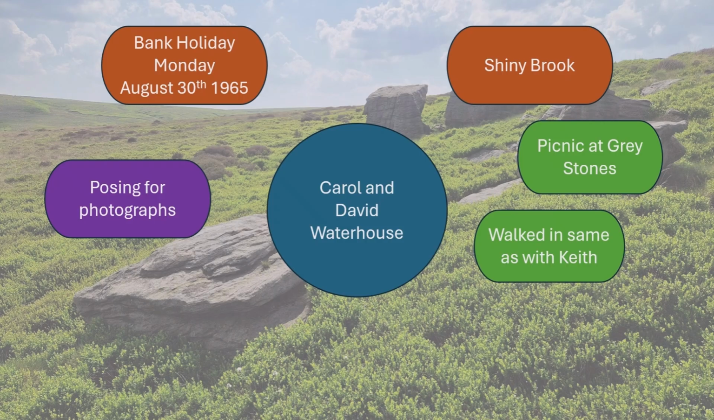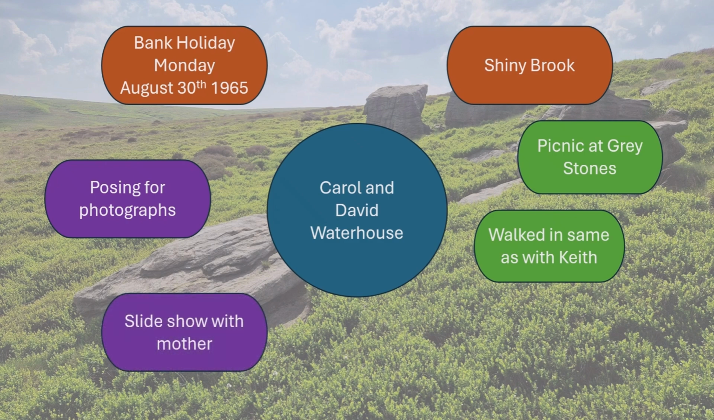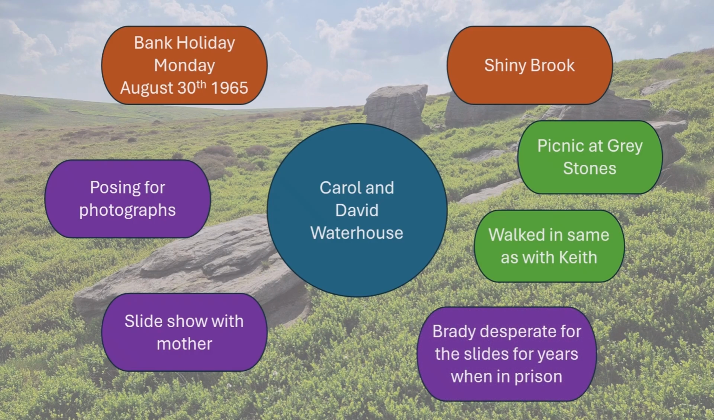2 weeks later, Brady and Hindley gave the Waterhouse children and their mother a slideshow of these photographs, likely to gain satisfaction from knowing that they are showing the children's mother that they took them on a day out and sat by the grave of a similar aged boy they had murdered. Brady, for several years while in prison, was desperate to get these specific slides back into his possession. He was successful in this in 1972.